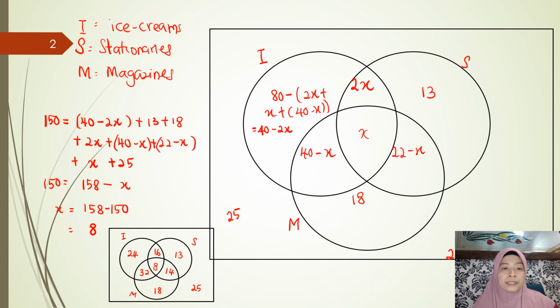And if you want to find the number of customers who bought 2 items only, it means 16 plus 32 plus 14, because 2 items only, right? And then let's say if you want to find the total number of customers who bought more than or equal to 2 items, it means that it will be 16 plus 32 plus 14 plus 8.